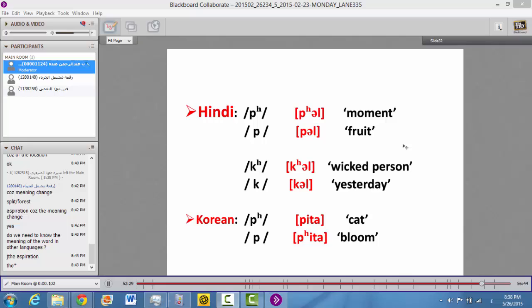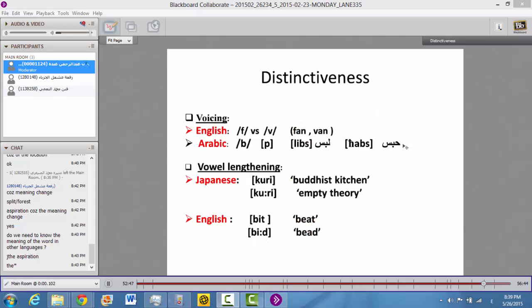In Korean also we have the same feature and the same function. Pa aspirated and unaspirated in pita and pita. And if you go to Korean or to Hindi and produce these the same way, the other person is going to misunderstand you. But it might affect the meaning.